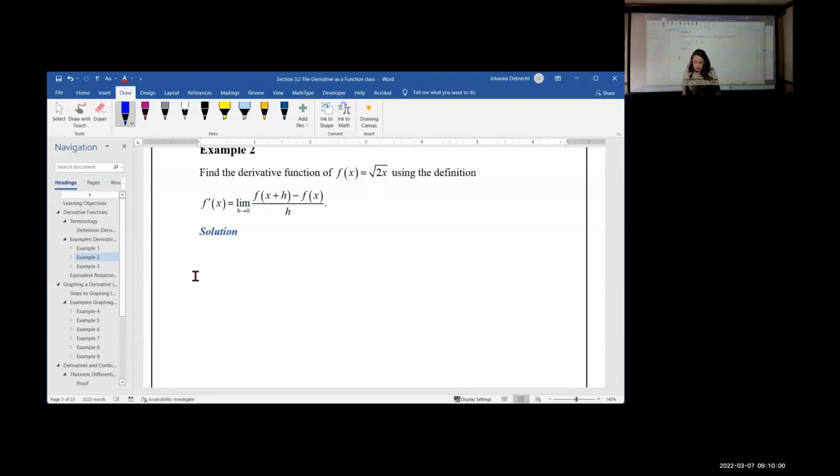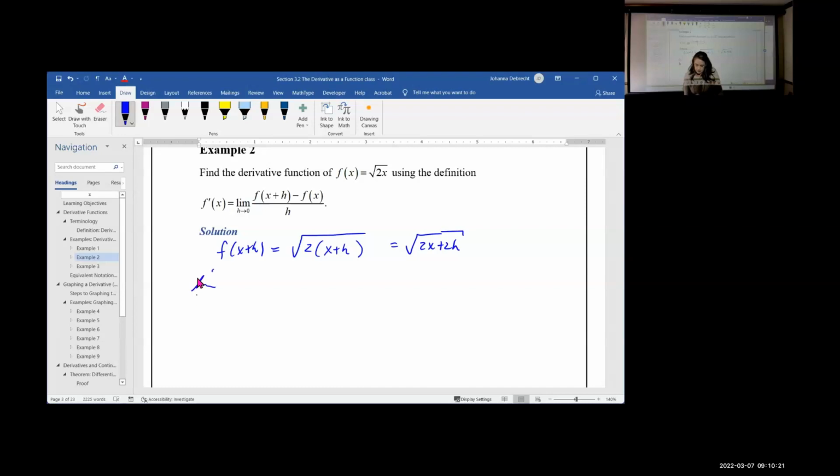Remember your function notation. F of x plus h. You take out the variable x and you replace it with empty parentheses. Then you substitute x plus h into it. This will give us the square root of 2x plus 2h all under the radical.